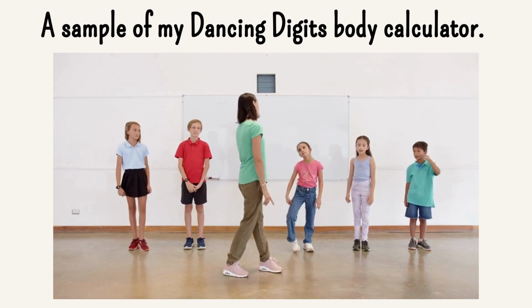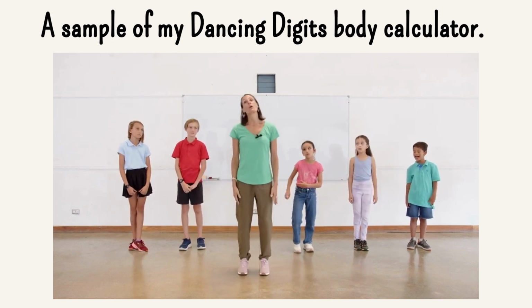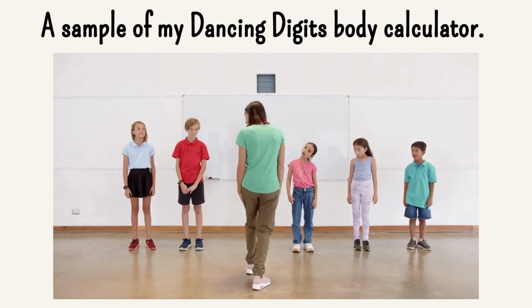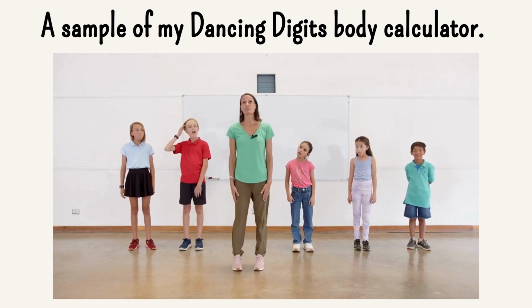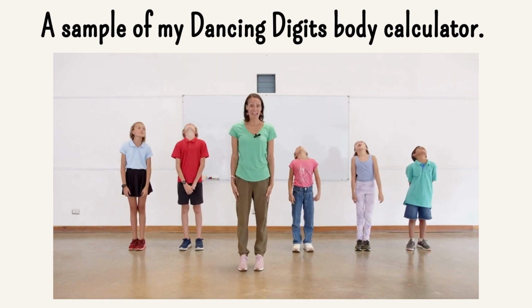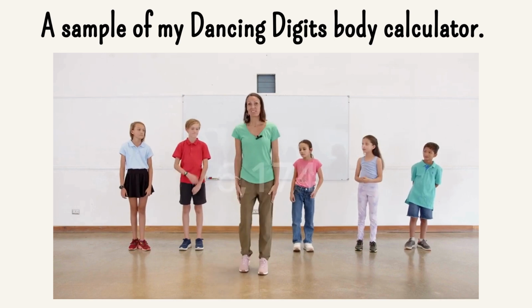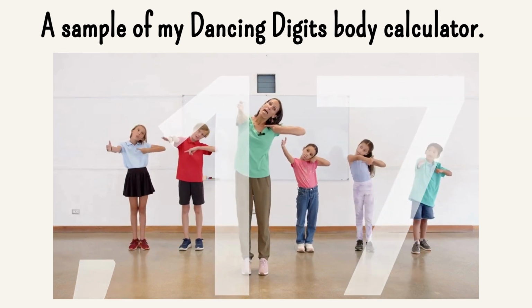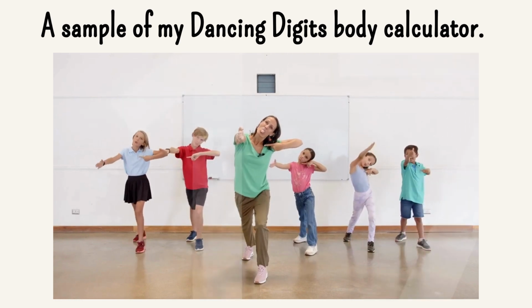Now the fun part is the thousands. Hard, but fun, okay? Watch what we do with the thousands. Thousands go 1,000, 2,000, 3,000, 4,000, 5,000, 6,000, 7,000, 8,000, 9,000. What does 6174 look like in dancing digits? We have 6,000, 100, 70, and 4. You got it?